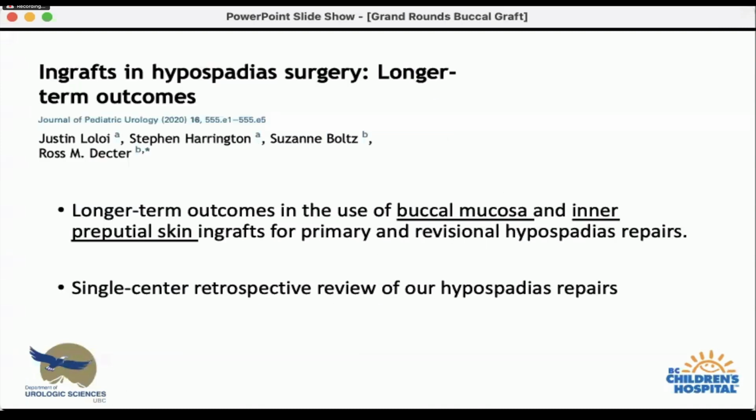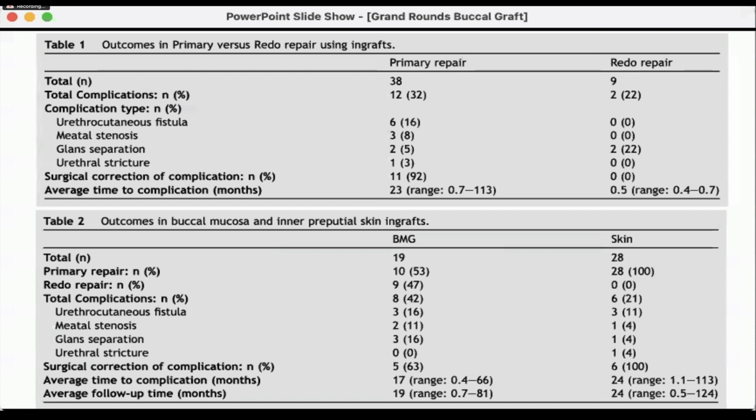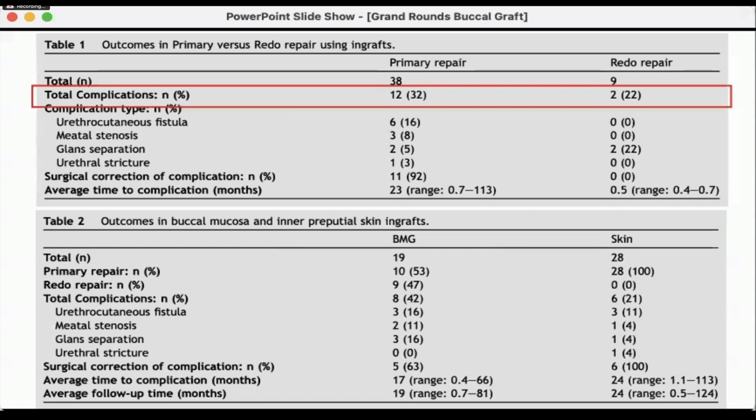This other study, published recently, also evaluated the long-term outcomes with patients using buccal versus inner prepuce skin graft in the primary and redo hypospadias. So table 1 highlights the number of types of complications experienced in both primary and revisional surgeries. For primary repairs with either buccal mucosa graft or inner prepuce skin graft, 32% of the patients experienced a complication. All reoperative repairs were performed with the buccal mucosa graft, and they experienced a lower complication rate with 22%.